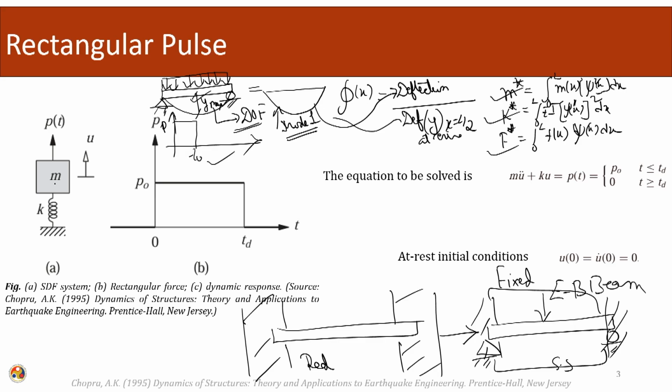Once we have this, we have our system: equivalent mass, equivalent spring, and equivalent forcing function. And the degree of freedom we are taking at u. What u is doing is that u is representing the vertical displacement at this particular point. And this is our forcing function.